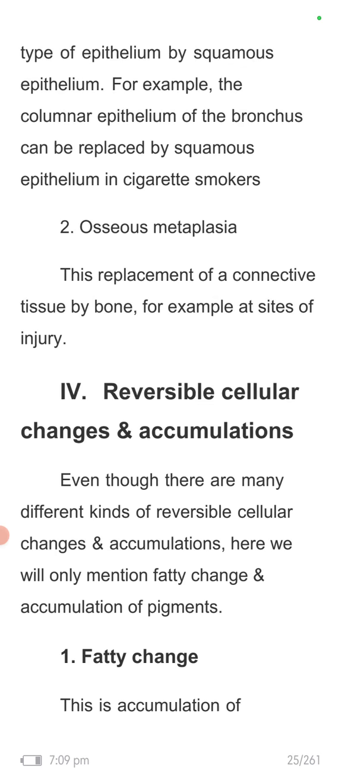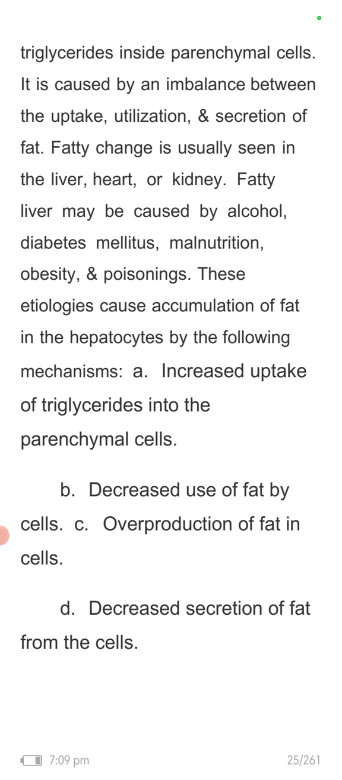Fatty change is the accumulation of triglyceride inside the parenchymal cell. It is caused by an imbalance between the uptake, utilization and secretion of fat. Fatty change is usually seen in the liver, heart or kidney. Fatty liver may be caused by alcohol, diabetes mellitus, malnutrition, obesity and poisoning.